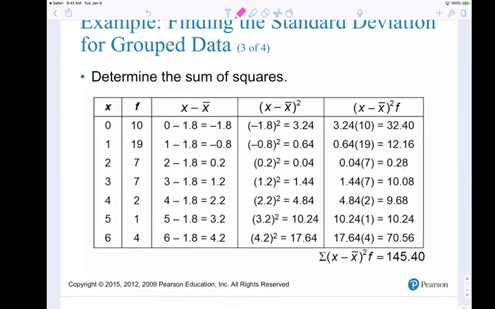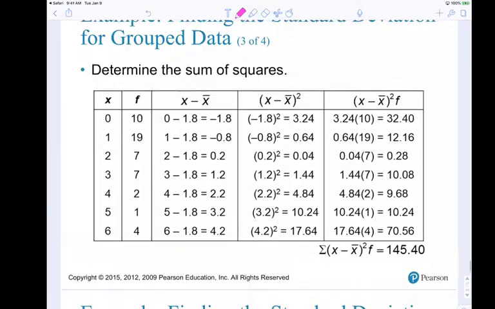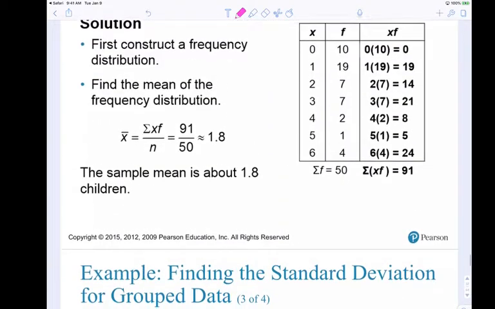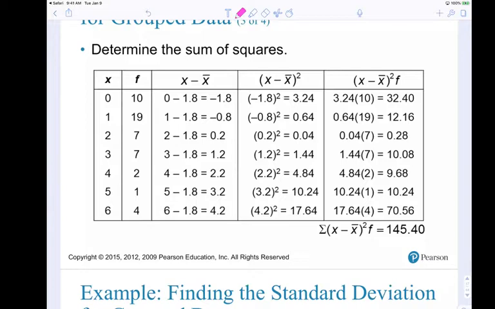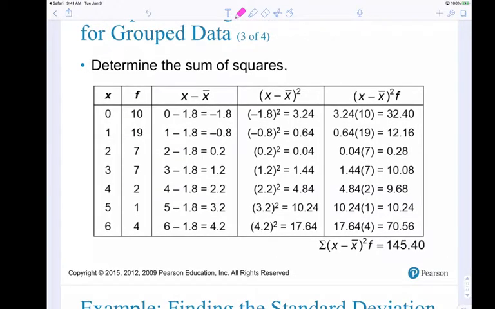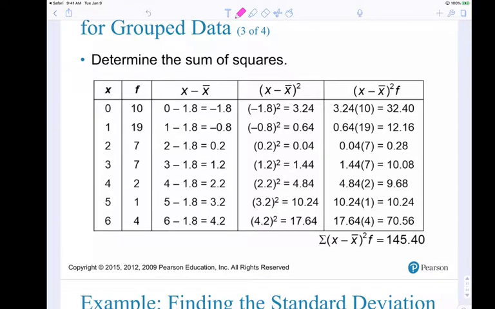If you have a blank table, you have your x's, you have the frequency of each x, you have x minus x bar squared. Then we say times the frequency of each one, and then divided by the total number of entries. What's an n in this case? How many entries?